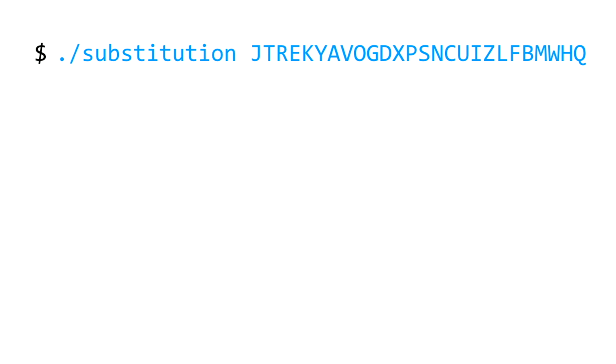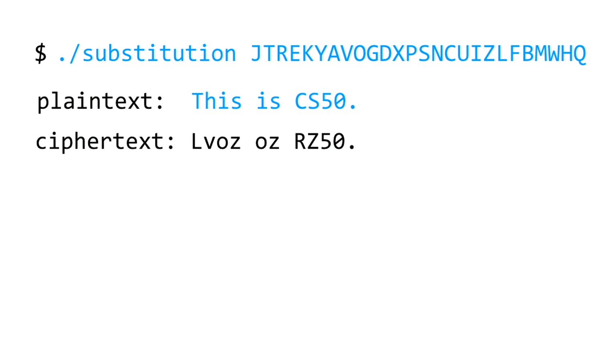You can test your code by running ./substitution followed by a valid 26-character substitution key, then typing in some plain text and making sure the ciphertext is the result of substituting all of the alphabetic characters for the characters that are mapped to by the key.